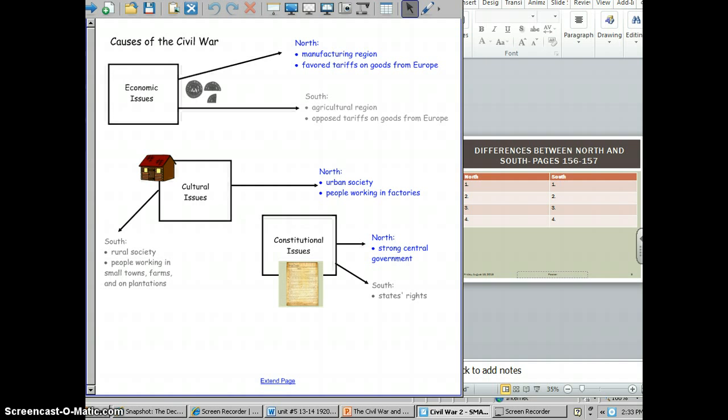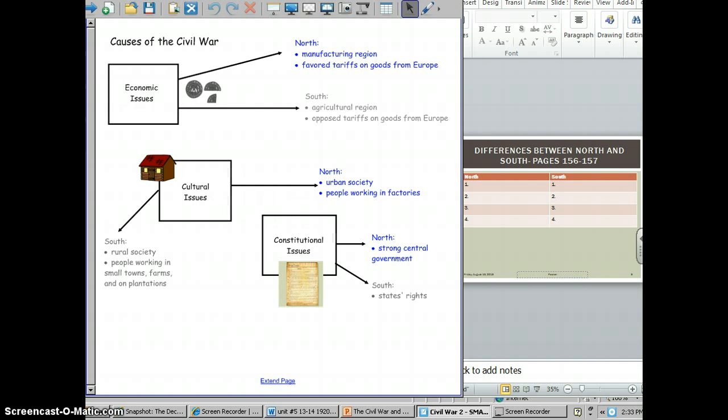On the left side of your screen, you'll see a web that breaks down main issues that you can compare the North and the South on: economic issues, cultural issues, and constitutional issues. On the right-hand side of your screen, you should see a PowerPoint slide with a table. What you should do is look at the information on the left of your screen to fill in the table on the right, so that you can get a good idea of what major differences existed between the North and the South.